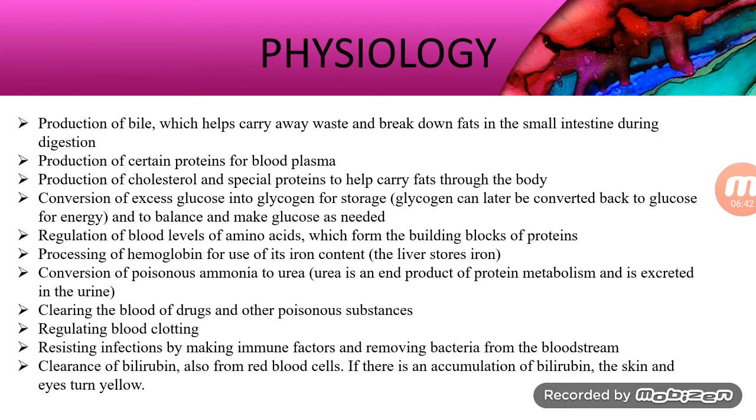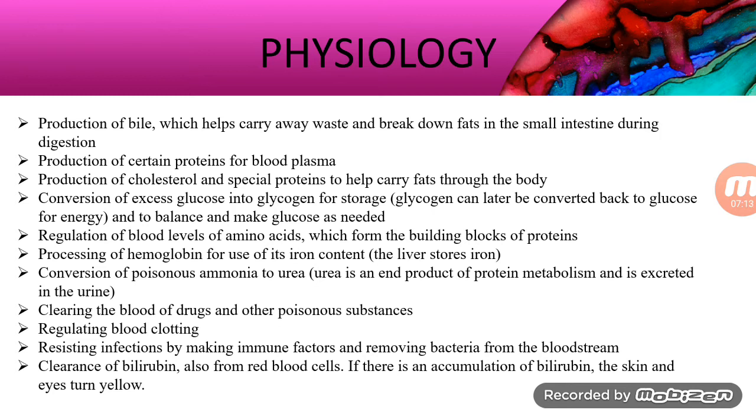And regulation of blood levels of amino acids which form the building blocks of protein. Amino acids are the building blocks of protein, so these amino acids are regulated by the liver in the blood. Okay, and then processing of hemoglobin for use of its iron content.